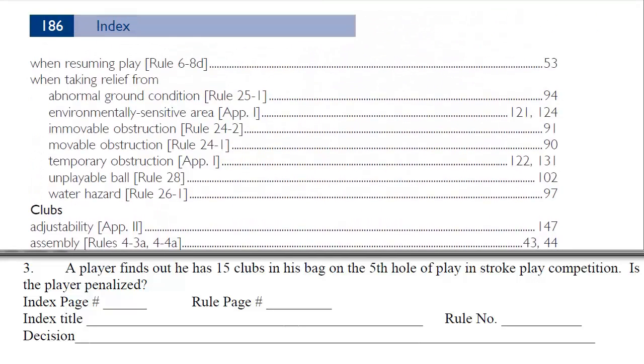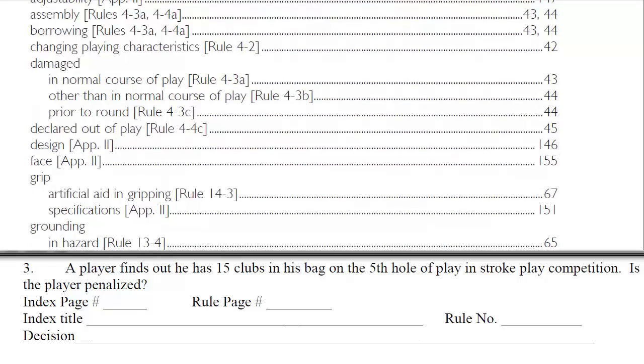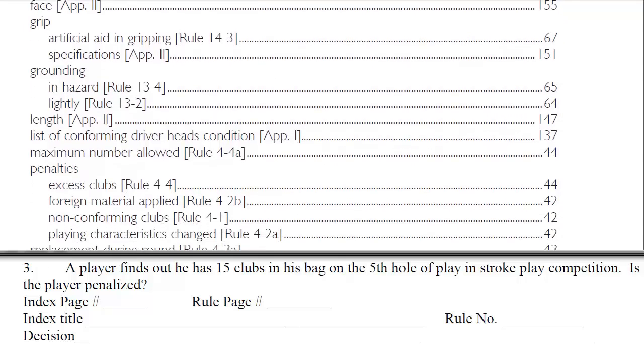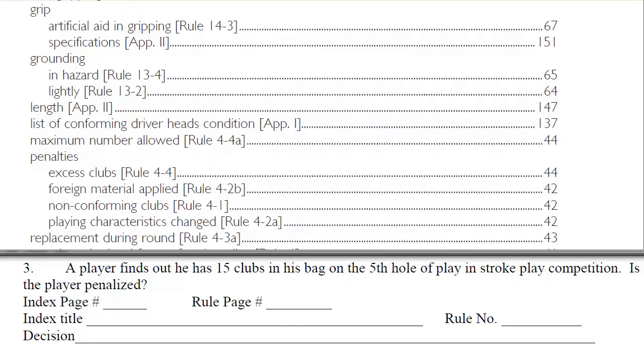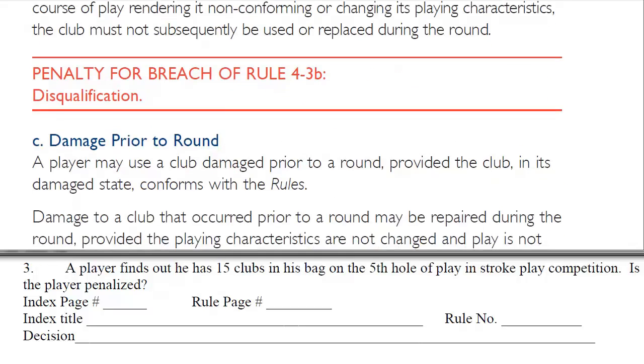We're on 186, and I found clubs, and within clubs I'm looking for something having to do with how many you can have. Oh, here's something interesting. Maximum number allowed. That sounds exactly like what we're looking for. So that takes us to page 44, and the rule would be 4-4A. So let's shoot over to page 44 and see if we've got a problem here.